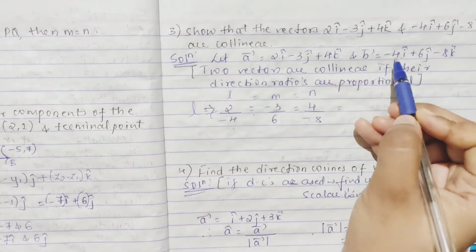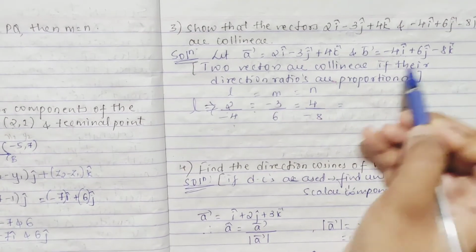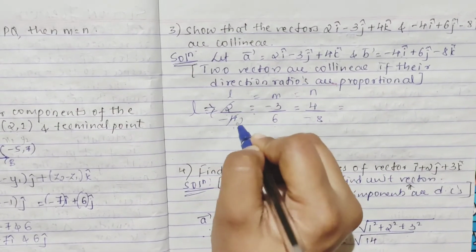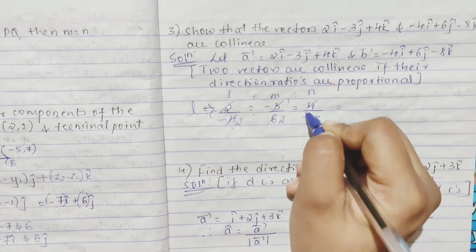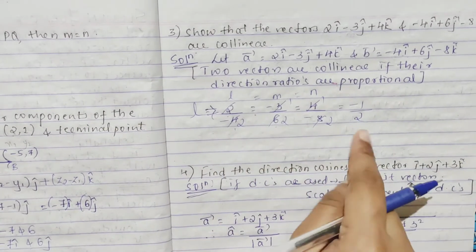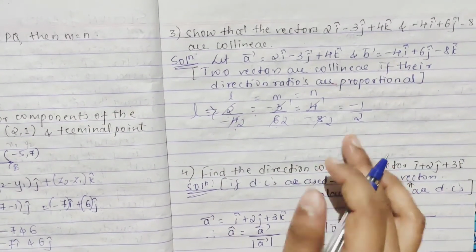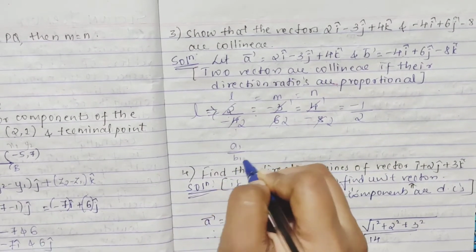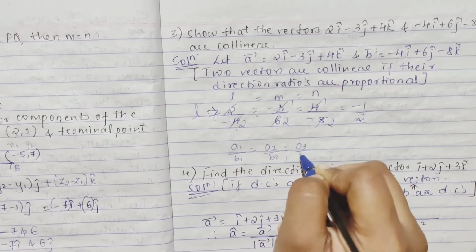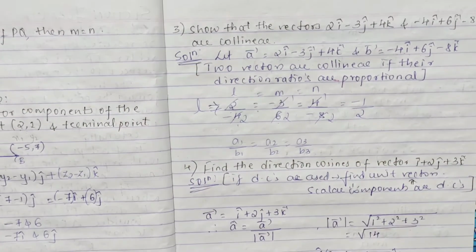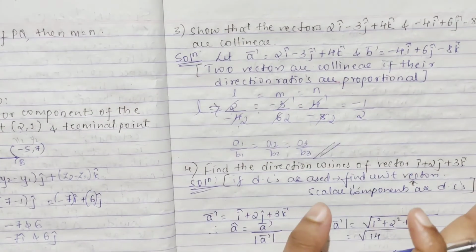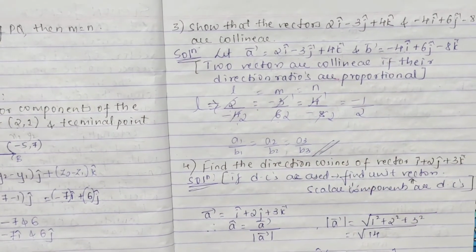This is 2 by minus 4, minus 3 by 6, 4 by minus 8. 2 by minus 4, minus 3 by 6, 4 by minus 8: 2 1s are 2, 2 2s are 4, 3 1s are 3, 2 3s are 6. So overall, 3 also is equal. So it is minus 1 by 2. So you are getting A1 by B1 equal to A2 by B2 equal to A3 by B3. This 3 also you are getting equal. These are telling us collinear. To find the direction ratios, that's it.